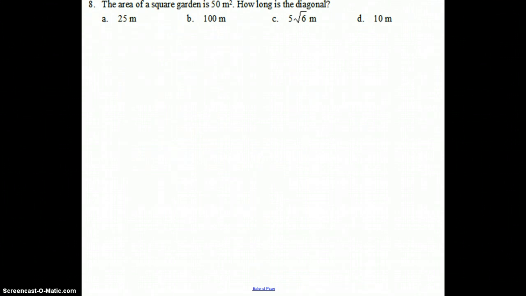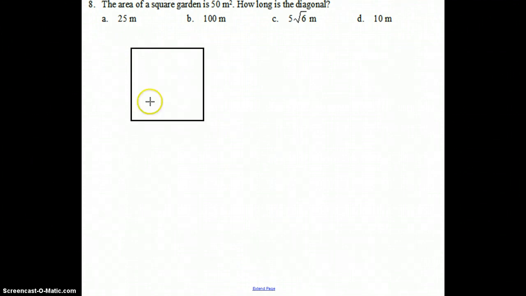Okay, now this one talks about a square garden. I'm actually going to draw a picture so you can kind of follow along with what I'm doing here. So there's a square garden that has the area of 50. Now if it's a square garden, first of all, that means that all the sides have to be the same. So if I were trying to solve this and it were 50 meters squared, that means length times width would give me that.